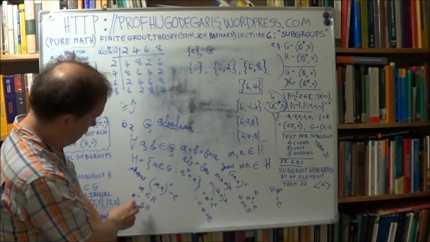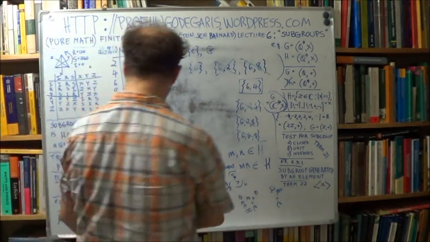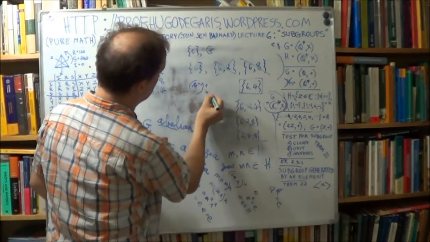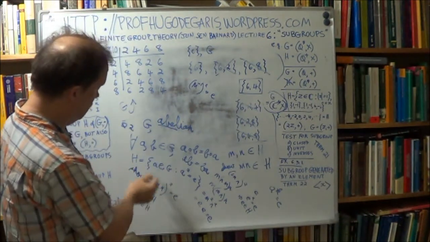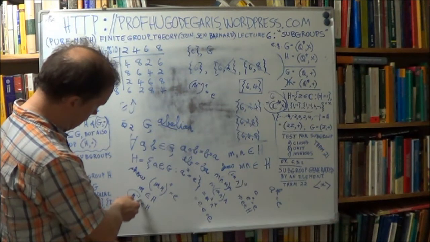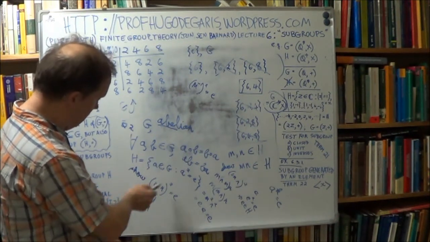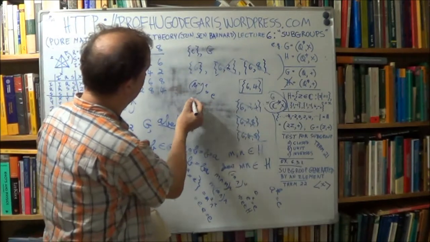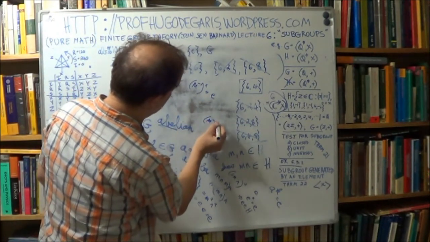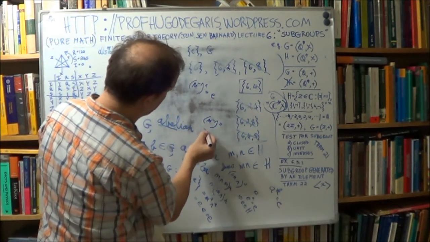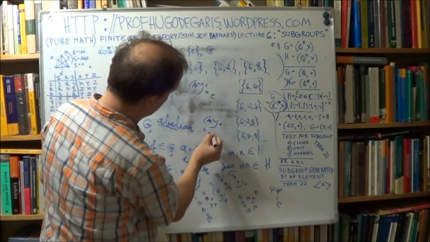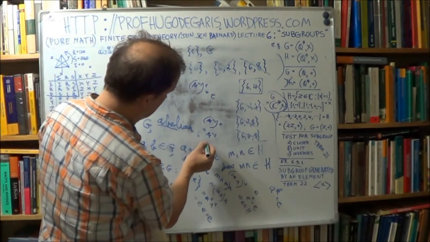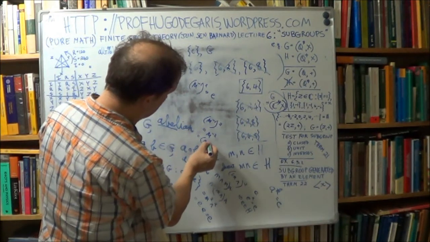If M inverse belongs to H, that means that M inverse squared equals E, right? Because that's the condition. If this element belongs to H, it means when you square it, you get E. Well, let's try and prove that. So M inverse squared. That's M to the minus 2, right? They're just the exponents.